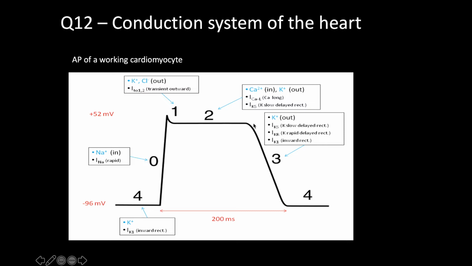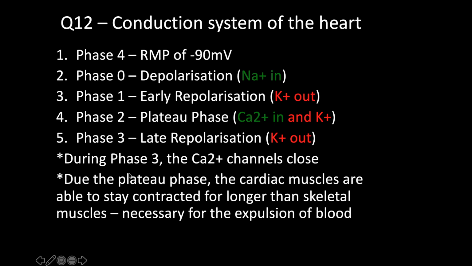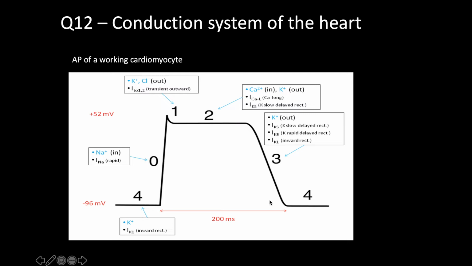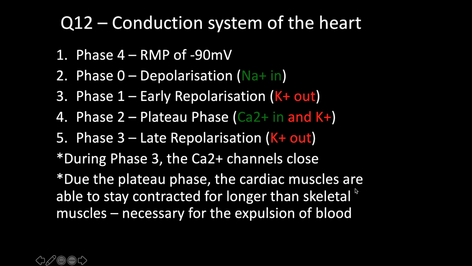So that's why, again, in phase 3, there's repolarization, because there are fewer cations within the cell, and it goes back into the resting membrane potential. All right, so during phase 3, obviously, the calcium channels close, which means an efflux of potassium ions. And due to the plateau phase, the cardiac muscles are able to stay contracted for longer than skeletal muscles.